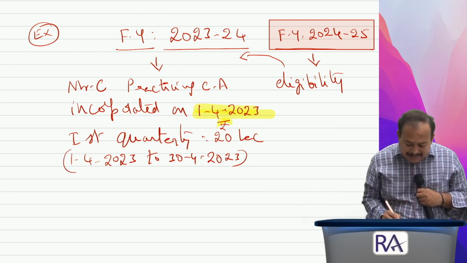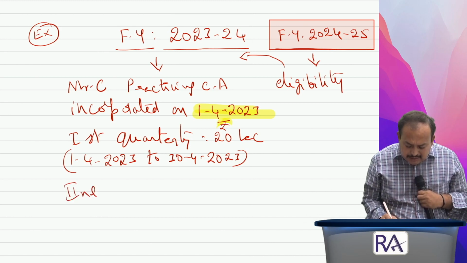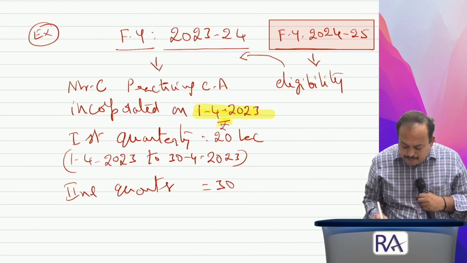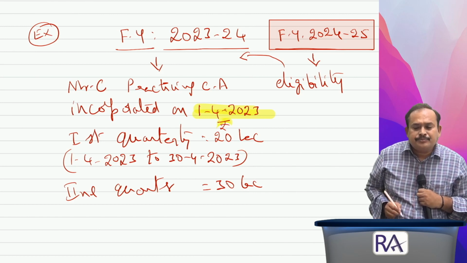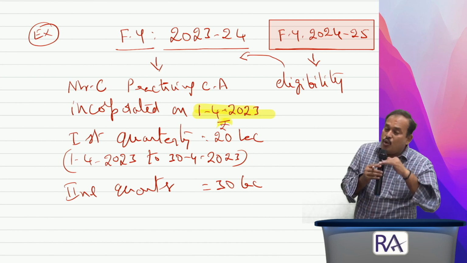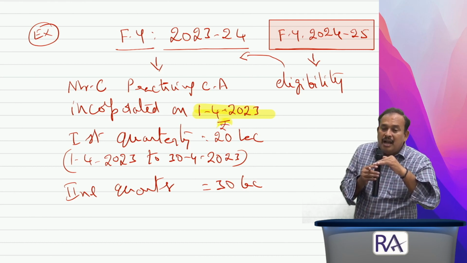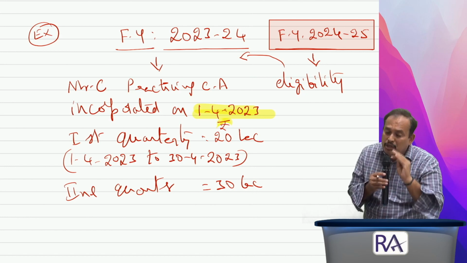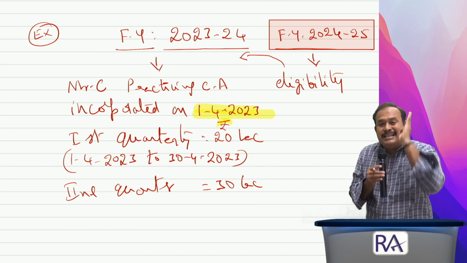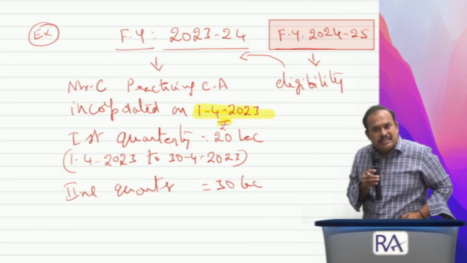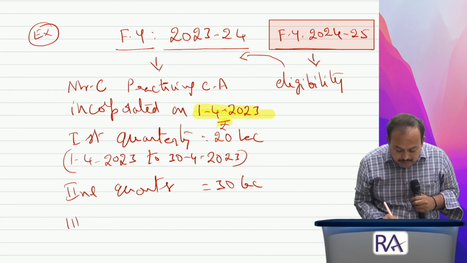Now in the second quarter, my turnover is, let us say, 30 lakh. Now what happened? In the second quarter, my turnover exceeded the threshold limit for registration. Threshold limit for registration is 20 lakhs. Up to 20 lakhs of turnover, not required to register. You cross 20 lakhs, go for registration. So I am entering into the third quarter.